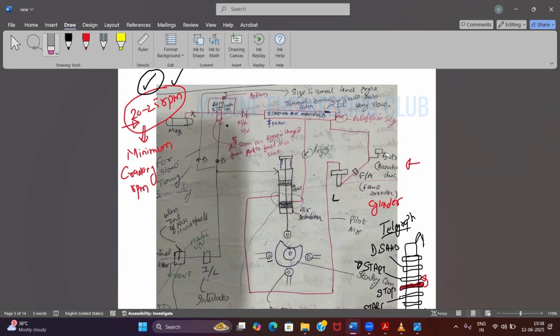Yes, sir. So in this diagram, tell me what all safeties are there in this diagram. Bursting distance, flame arrestor. What all safeties are there in your starting mechanism? Interlocks.